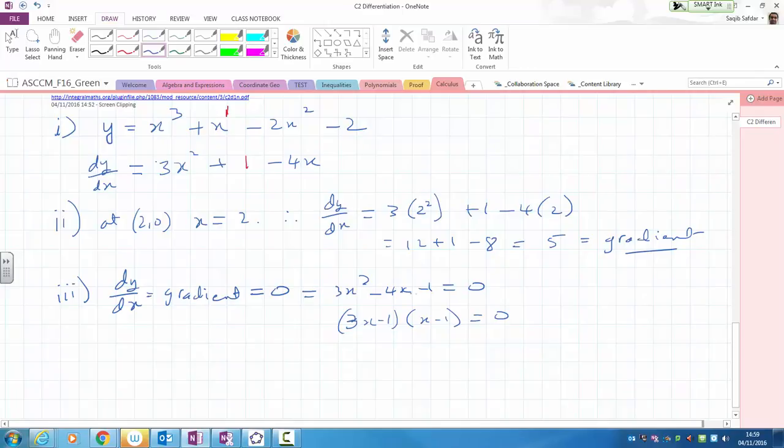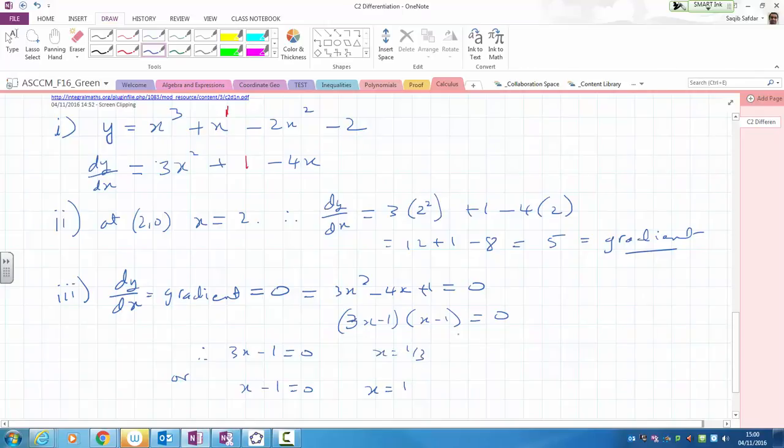It should be minus 1. So at the top, here it's plus 1 and a minus 1. Thank you. Now, the only way for this to be 0 is for either one of these brackets or both of them to be 0. And so therefore, either 3x plus 1 equals 0, or x minus 1 equals 0, and so x equals 1, or x equals a third.